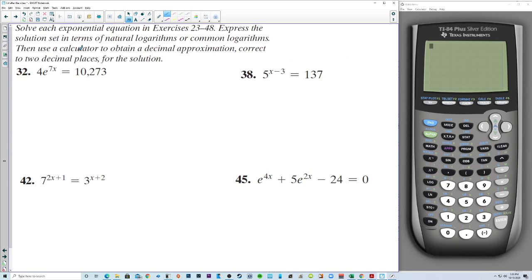Solve each exponential equation in 23 to 48. Express the solution set in terms of natural logarithms or common logarithms. Then use a calculator to obtain a decimal approximation, correct to 2 decimal places for the solution.